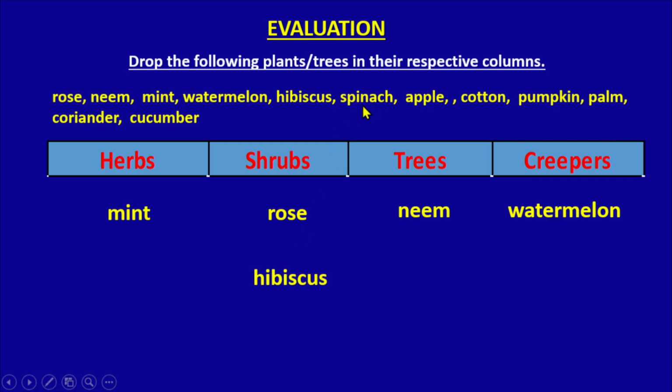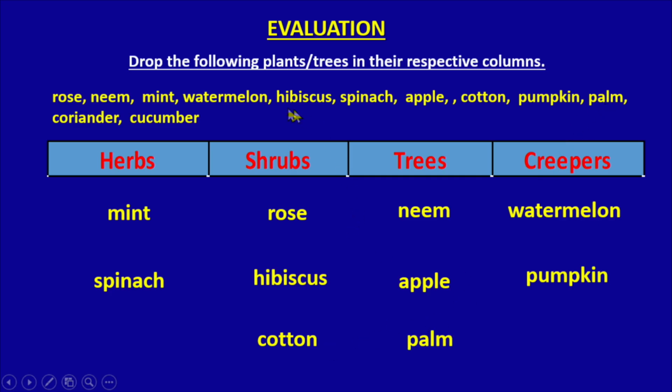Spinach, palakura, it is a herb. It has a weak stem. Apple, it is a tree. It has a woody trunk. Cotton, it is also a shrub. It has multiple stems and it is a bushy plant. Pumpkin, it is a creeper. Palm tree, it is a tall tree and it comes under trees. Coriander, it is a herb having a weak stem. Cucumber, it is a creeper. It comes under creeper. That is very good, children.